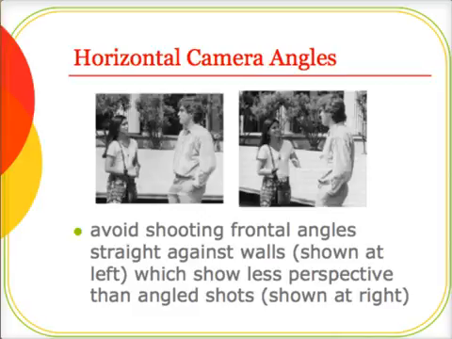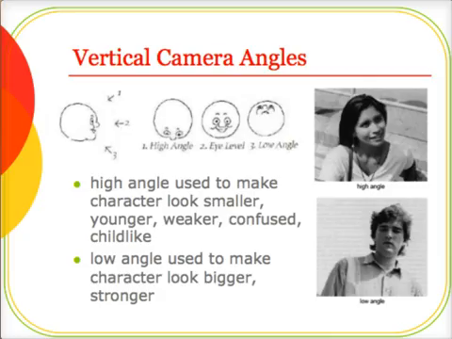Avoid shooting frontal angles straight against walls. The picture there at the left-hand side shows this couple talking, and it's straight against a wall. There's not a lot of depth. It's better to use more perspective, as shown there on the right-hand side, and shoot the scene from an angle to show some perspective.